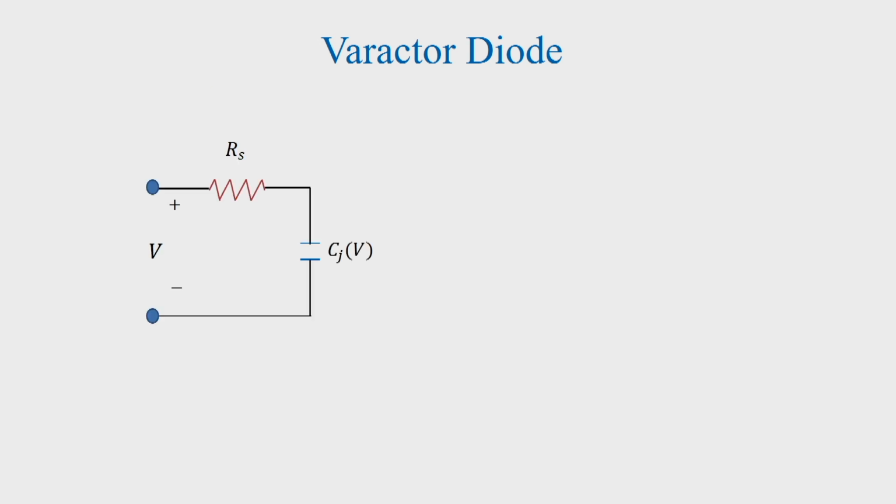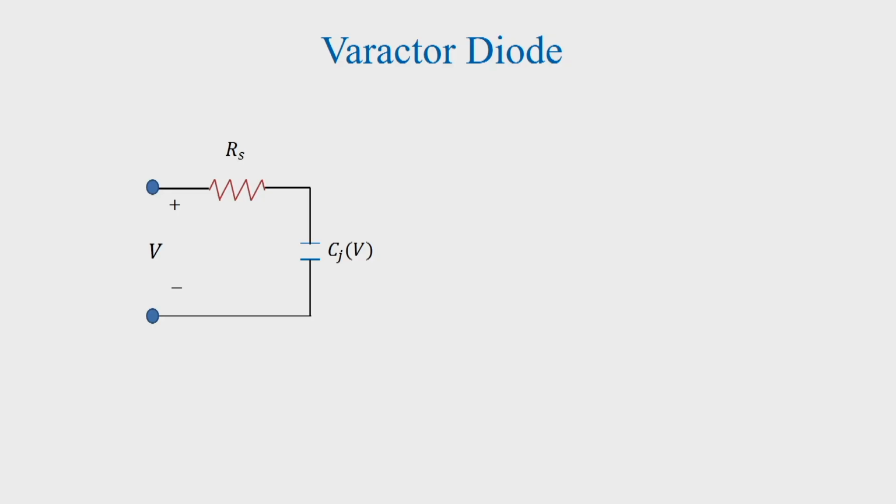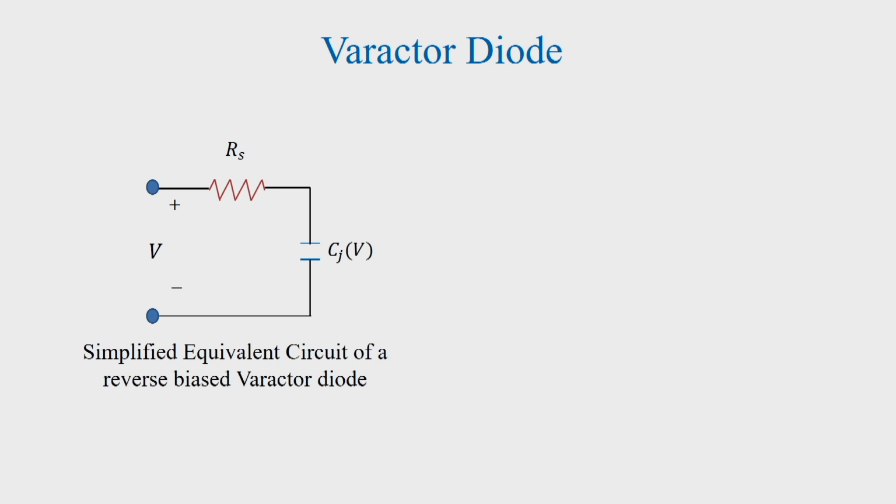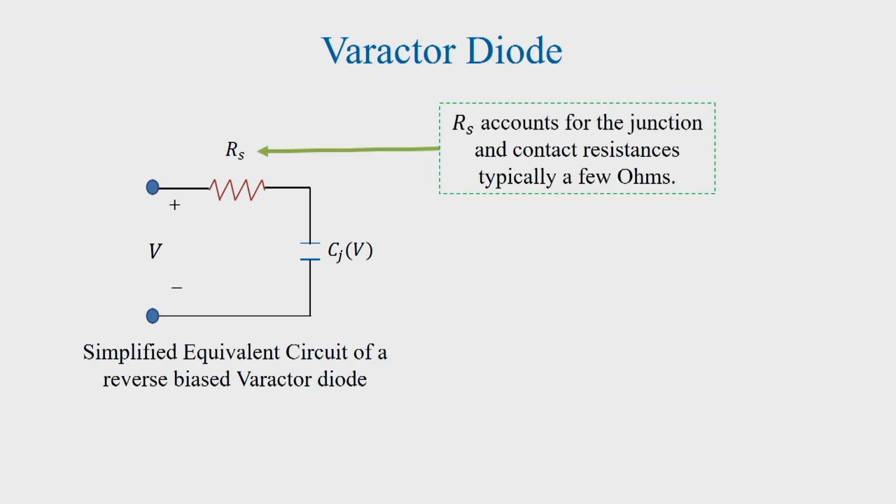The simplified equivalent circuit of a Varactor diode consists of a series resistance Rs with a variable capacitance Cj. So, it is essentially the capacitance of the reverse biased junction. Rs accounts for the junction and contact resistances and is typically a few ohms.